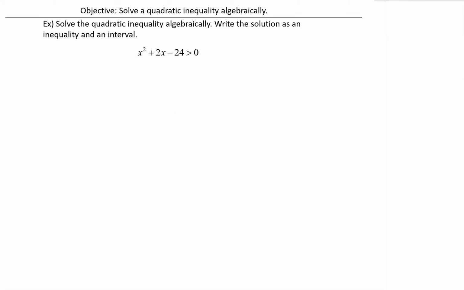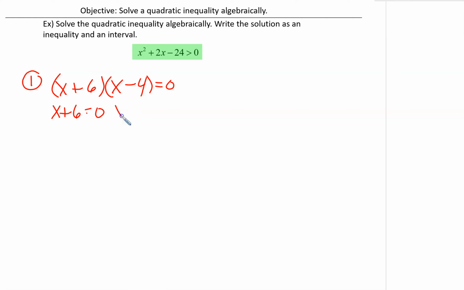All right, here's our first full problem. So this is the inequality we're going to solve. The first thing we're going to do is find the zeros of the related function. So we're looking at the factored form of our function, and that would be x plus 6 times x minus 4. So either x plus 6 equals 0 or x minus 4 equals 0 using the zero product property. So we get two zeros, -6 and +4.